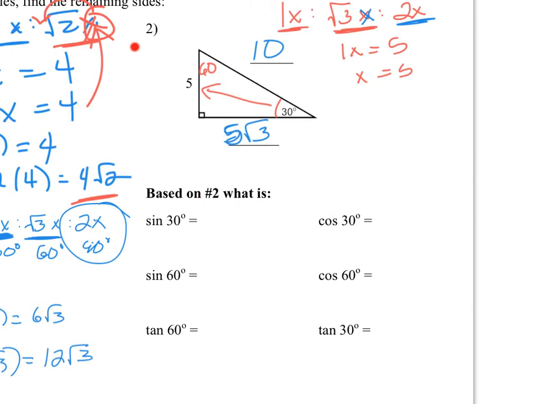Based on number 2, what is the sine of 30? So this is 30. This is the side opposite. So the sine is opposite over hypotenuse, or 1/2.